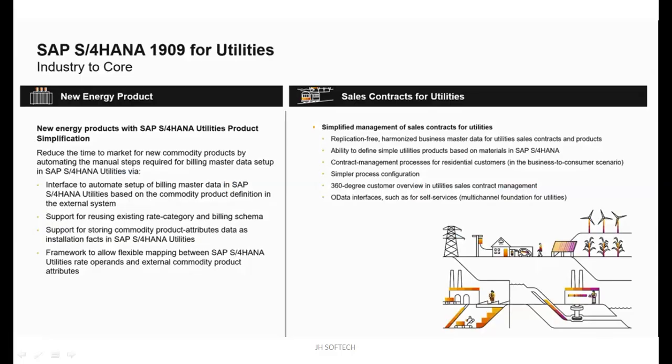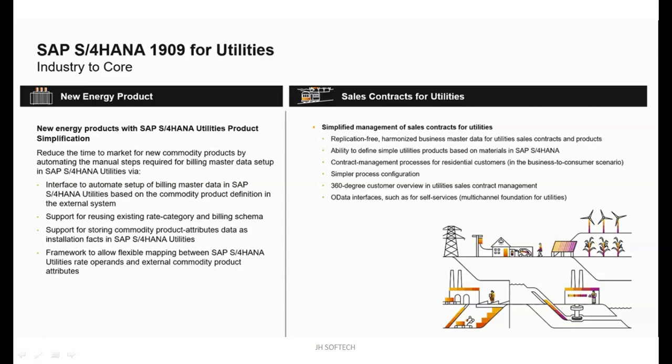Coming to the SAP S/4HANA 1909 for utilities. In this, we have the Industry 2.2 core. In the Industry 2.2 core module, we have new energy products and we have sales contracts for utilities. In the new energy products, we have new energy products with SAP S/4HANA utilities product.